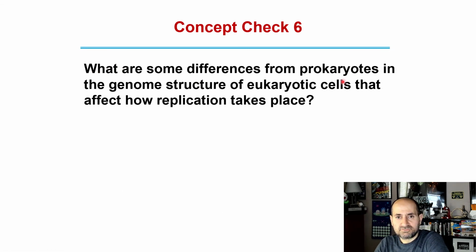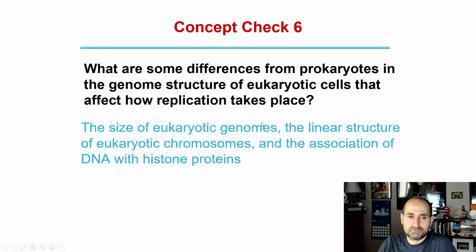So again, concept check. What are some differences from prokaryotes in the genome structure of eukaryotic cells that affect how replication takes place? So what are some differences between prokaryotes and eukaryotes? Obviously, prokaryotes have circularized DNA, not that much DNA to copy, one origin of replication. Eukaryotes have tons of DNA to copy, linearized DNA. You've got the telomeres to deal with, and you've got multiple origins of replication. Let's see what your book says.